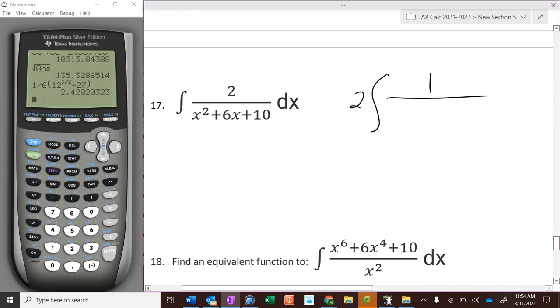And so let's complete the square. X squared plus 6x plus blank plus 10 minus blank. Can you do like 2 over x squared plus 2 over 6x? Nope, you can't, because there's addition and subtraction in the denominator. You can do that when there's not addition or subtraction in the denominator. What's half of 6? 3. 3 squared is 9. So it's a 9 and 9. So this is x plus 3 quantity squared plus 1.